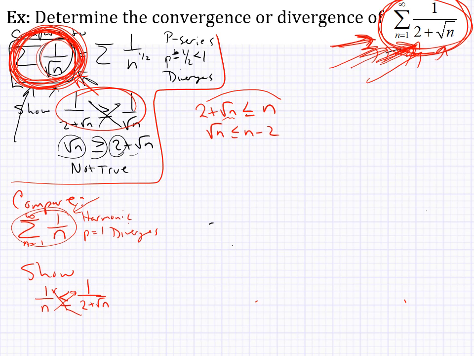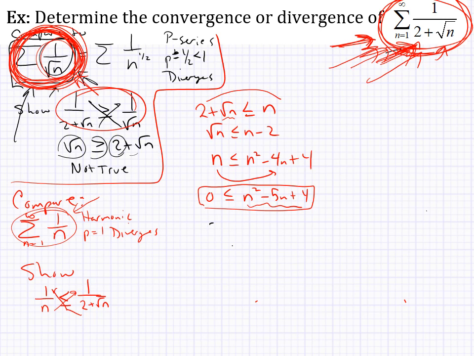minus 2. If I square both sides, this side just becomes n. If I square the other side, I'd have n squared minus 4n plus 4. If I then move this n over here, I get 0 is less than or equal to n squared. I'd have to subtract it, so what do we get? Minus 5n plus 4. And the question is that true? Is this bigger than or equal to 0?